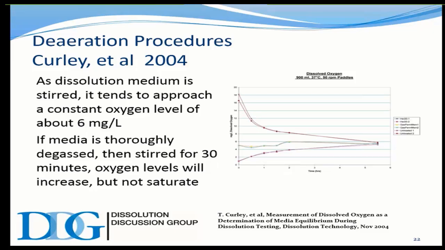But even methods that are deaerated will, of course, gain some air from oxygen levels in the air. But again, they won't saturate. It's an interesting point that equilibrium, when it's reached, appears to be about 6 part per million. And I'm using that interchangeably with milligrams per liter.